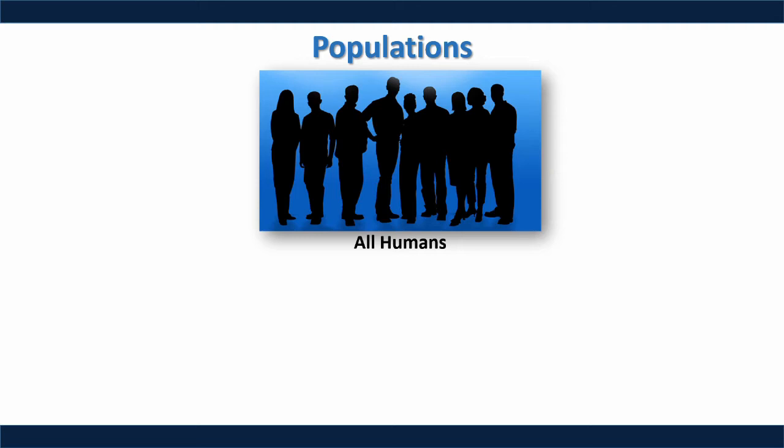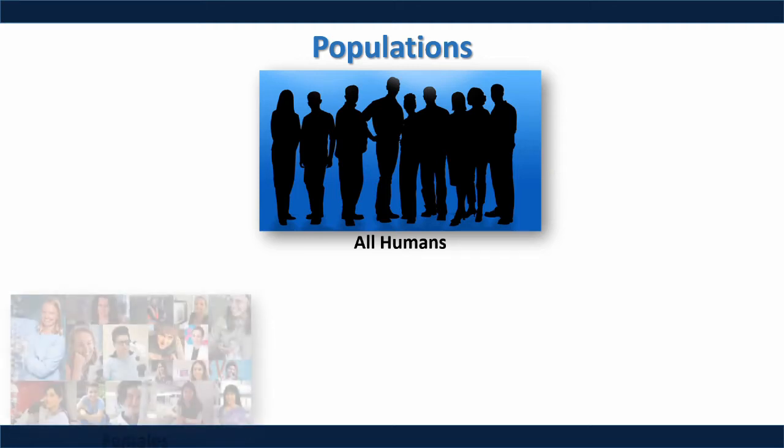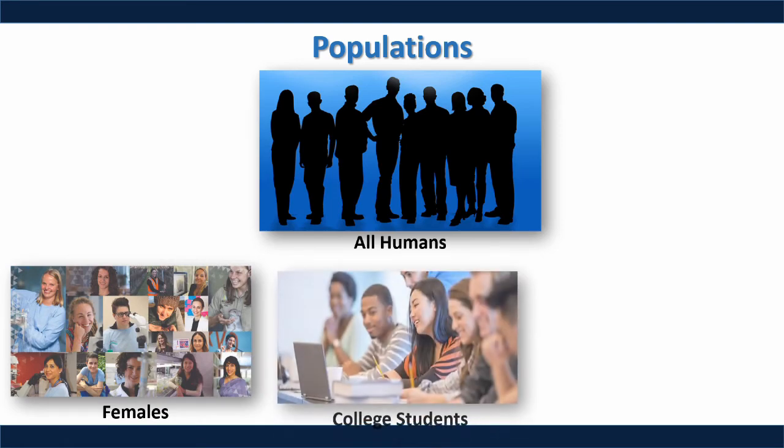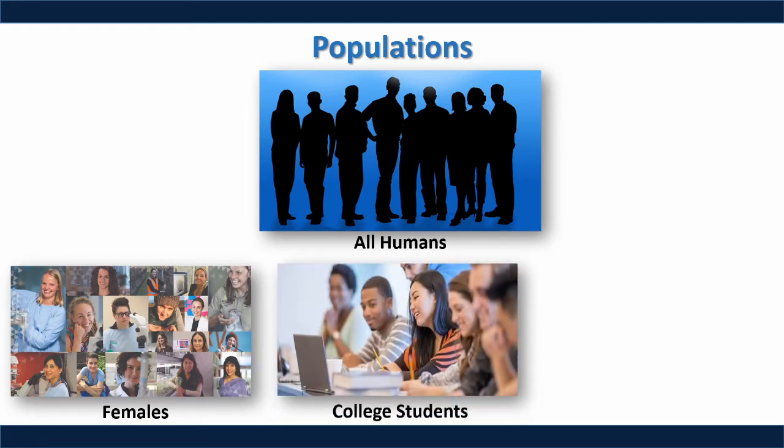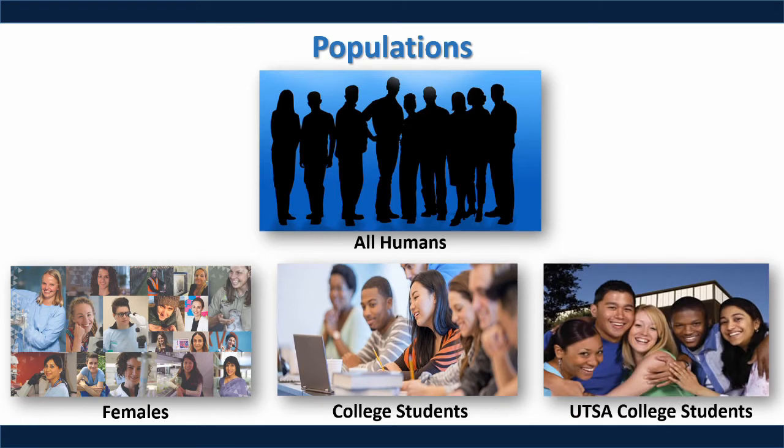For instance, you could specify that the population of interest for your study is all humans. But in practice, to sample from all humans means that you would at least need to sample from people of all age groups, countries, sexes, and cultures. Likewise, you might just be interested in subpopulations for your study, subpopulations such as females only, college students, or even something as specific as just UTSA college students. Again, you can specify whatever you want as your population, but your results will be generalizable only to that population.